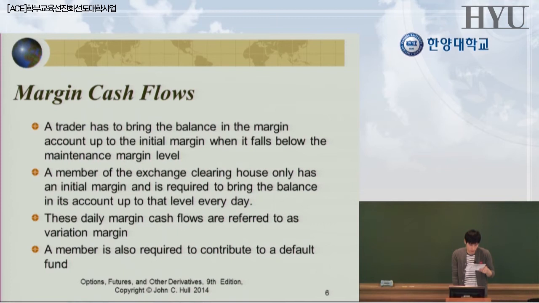The amount required to open a futures position is called the initial margin, and the maintenance margin is the minimum margin account balance required to retain the futures position. So if your balance falls below the maintenance margin, you should fill it up to the initial margin. The amount necessary to do this is called the variation margin.